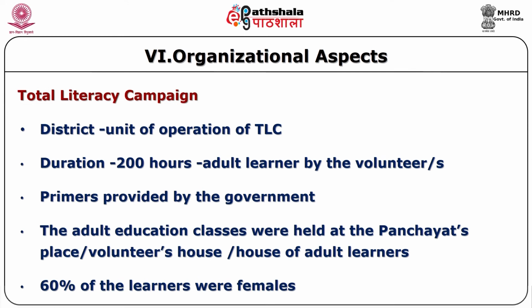Total literacy campaign has features like the district would be the unit of operation, and duration would be 200 hours, wherein the adult learners are taught by volunteers, and primers would be provided by government. At that time, the primers, meaning the books for literacy, were provided by government through the state literacy mission, because they were the ones producing those primers. And the adult education classes were held at the Panchayat's place, volunteers' houses, or in the houses of adult learners. 60% of the learners were females. So that was the major thing of this total literacy campaign.